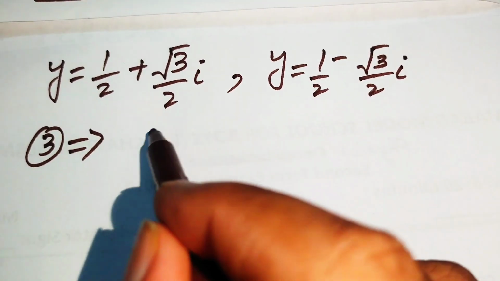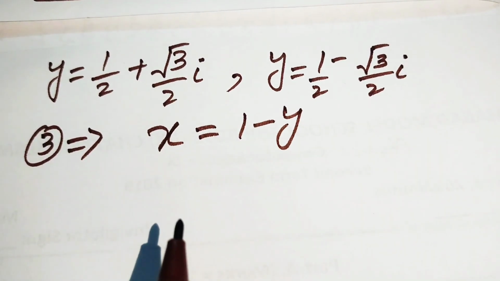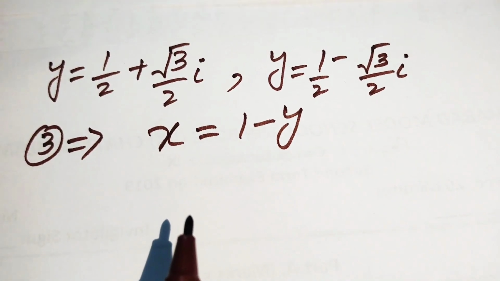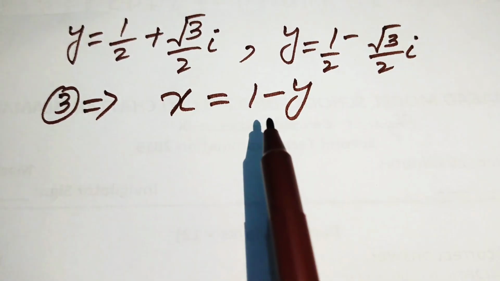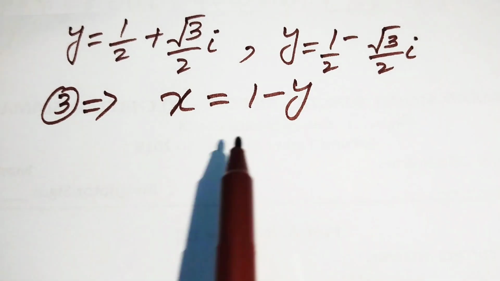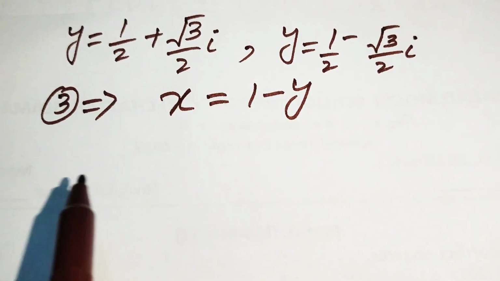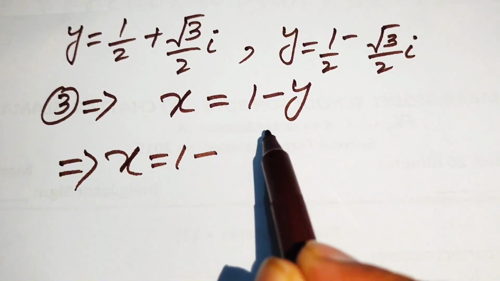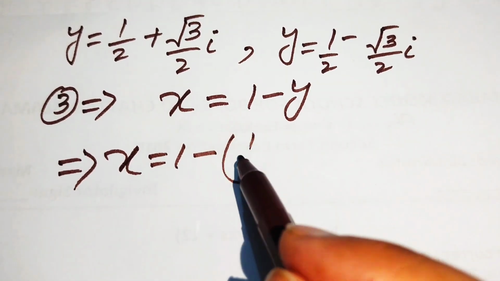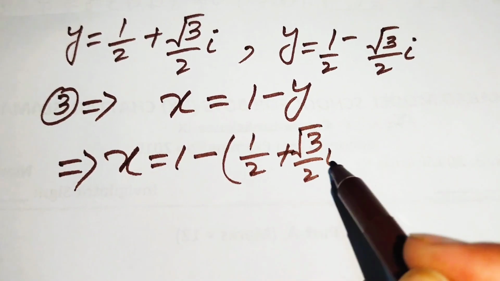So it implies that our equation number 3 is x equals 1 minus y. This is our equation number 3. Now we substitute these two values of y here, and we get the corresponding values of x. So first we put this value here, and it will be written as x equals 1 minus y, and our y is 1/2 + (√3/2)i.